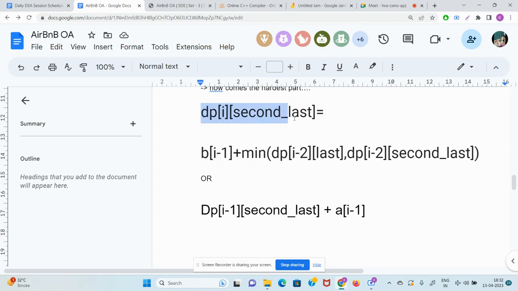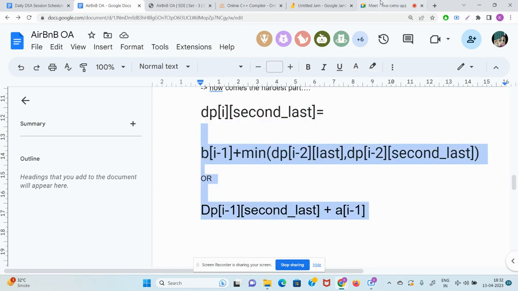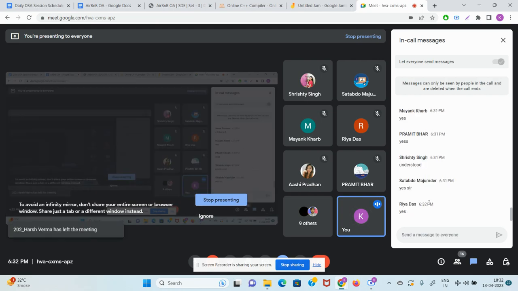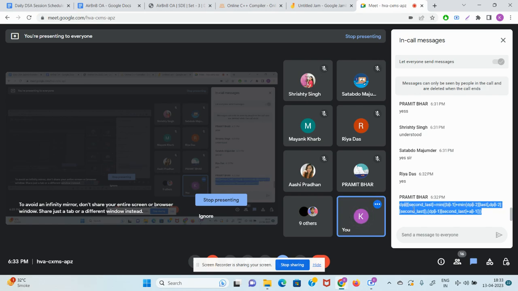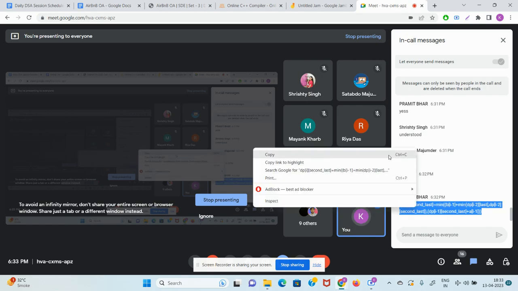Anyways, dp of I of second last. This term or this term. You have to write minimum of both. So let me see if someone has written. Guys, what are you doing? लिखो ना. Only Pramit is paying attention. भाई उसी का महंगी कंपनी में होगा. Min of dp of I minus 1 plus min of dp I minus 2 last. Okay. Clear. Good, good, good. Nice. So guys, this is the final formula.